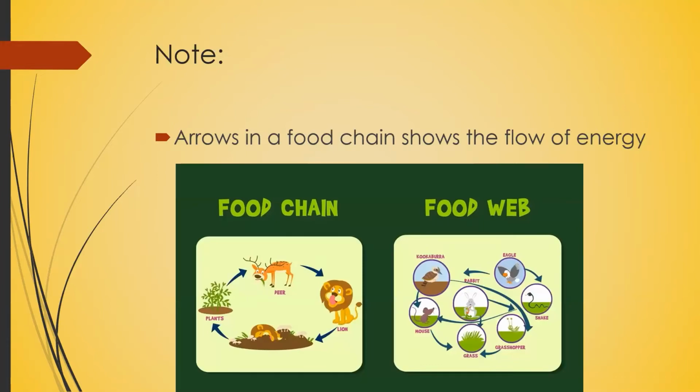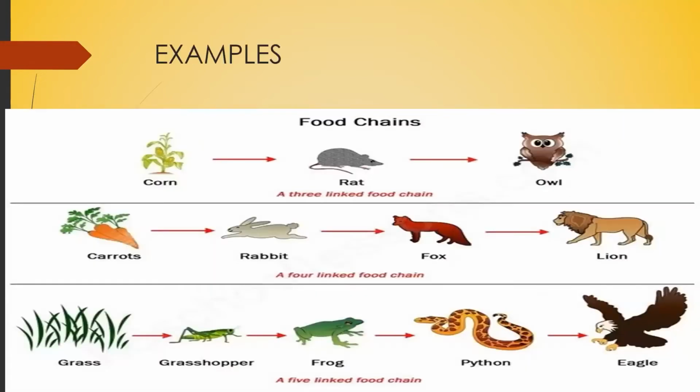The important point here is the arrow indicates the flow of energy. It means from here, energy is transferring from plants to the deer, from deer to the lion, and from lion to the next level. So you understood the concept of arrows. Arrows are basically shown here in the food chain to show the flow of energy.